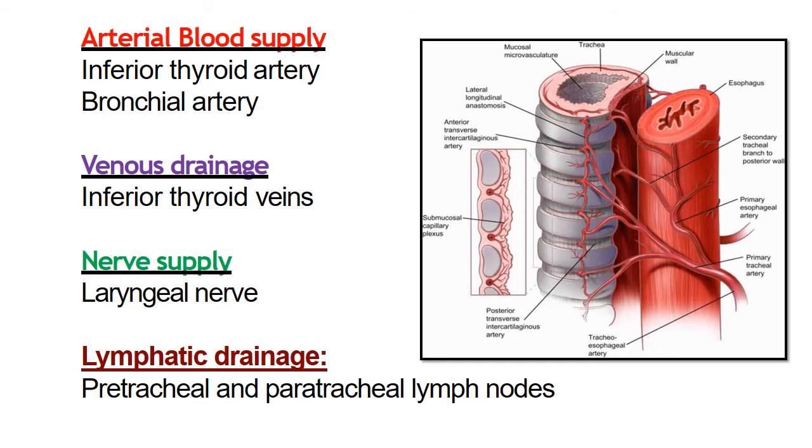Now we will see the blood supply of the trachea. First, the arterial blood supply is provided by the inferior thyroid artery and the bronchial artery. Then venous drainage is done by the inferior thyroid veins. The nerve supply is provided by the laryngeal nerves, and lymphatic drainage is to the pretracheal as well as the paratracheal lymph nodes. So this is all about the blood supply.